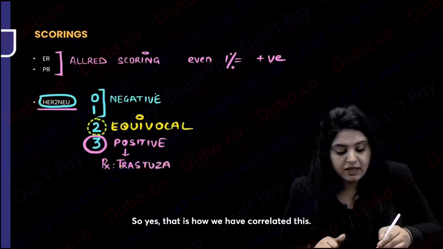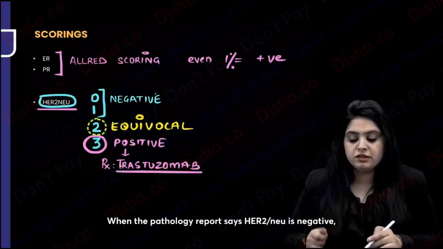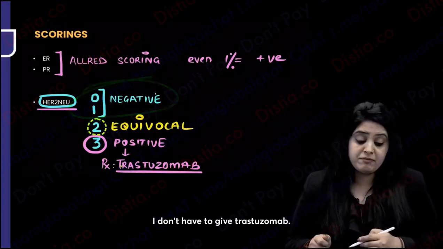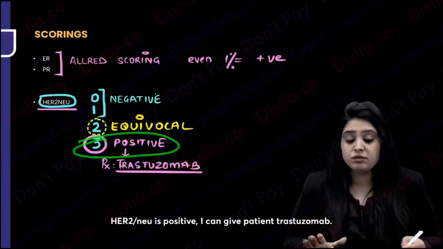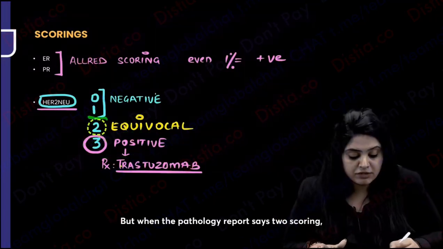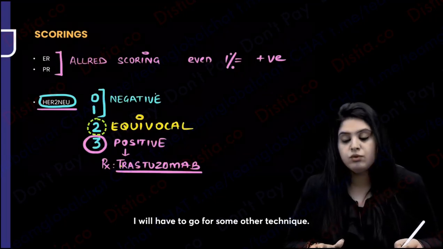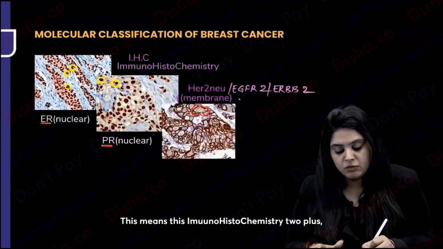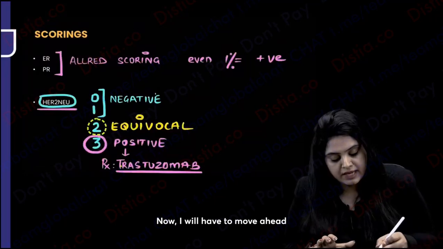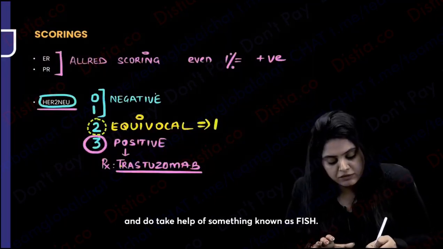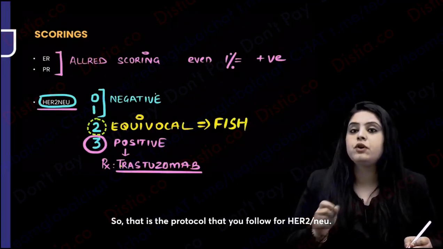So yes, that is how we have correlated this. When the pathology report says HER2/neu is negative, I don't have to give trastuzumab. When the pathology report says 3+, HER2/neu is positive, I can give the patient trastuzumab. But when the pathology report says 2 scoring, now where am I? I'm stuck. I will have to go for some other technique. This immunohistochemistry 2+ is not going to help me. Now I will have to move ahead and take help of something known as FISH. So that is the protocol that you follow for HER2/neu.